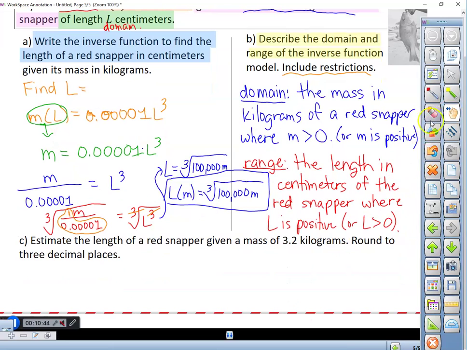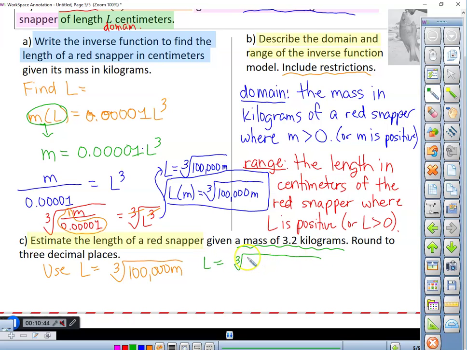All right, and then part C, where we actually use our models. So here we are estimating the length of a red snapper. And so if we want to estimate the length, that's our L, so we want an L equals function, and that would be our inverse function here. So we're going to use L equals the cube root of 100,000 times m, and our m value is our mass of 3.2 kilograms, in the correct unit, so we're good there. So we have L equals the cube root of 100,000 times 3.2.